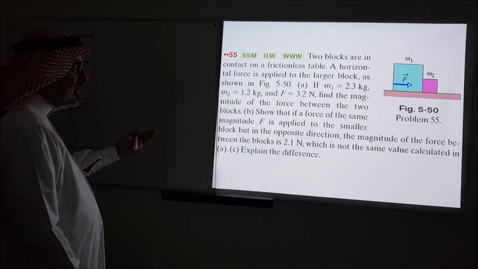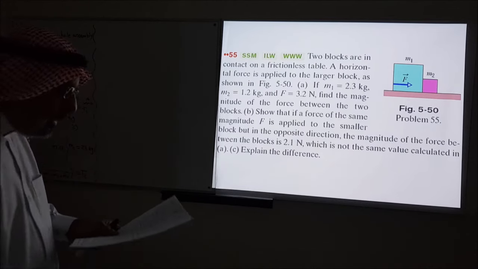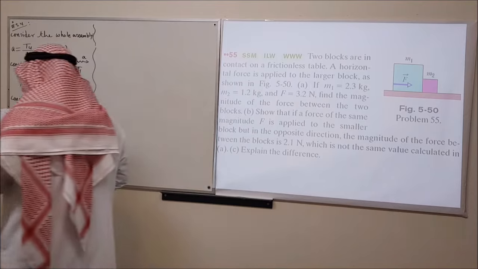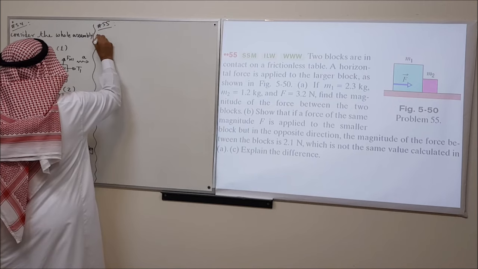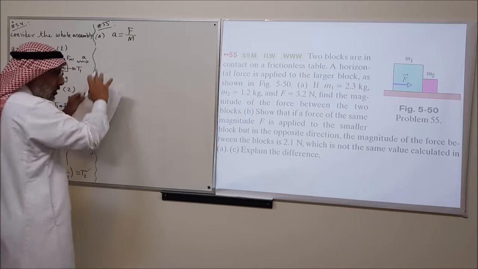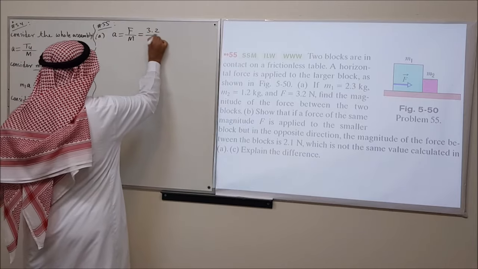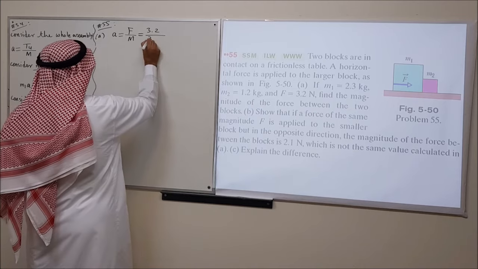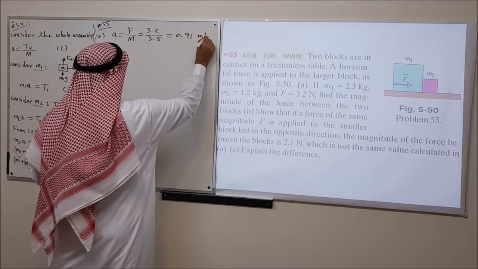To do that, we have first to find the acceleration and then find the contact force between them. So we will consider them, as we said in the class, to be one unit and find the acceleration accordingly. So here is problem 55. A is equal to the applied force F divided by the total mass. We treat them like a unit. That will be equal to the applied force 3.2 divided by 2.3 plus 1.2, that would be 3.5 kilograms. And that will give me the acceleration as 0.91 meters per second squared.